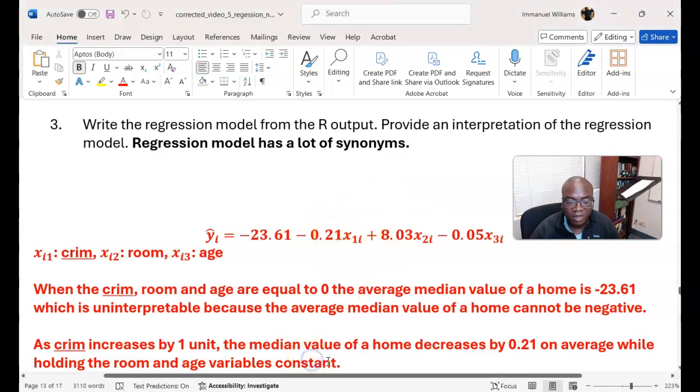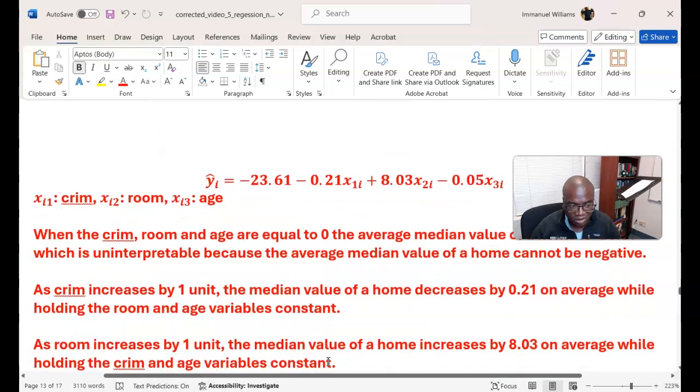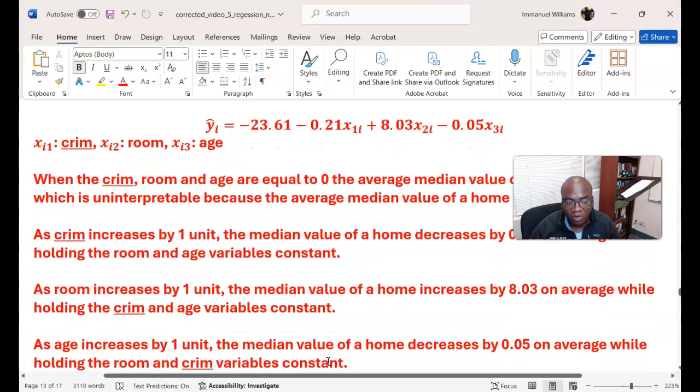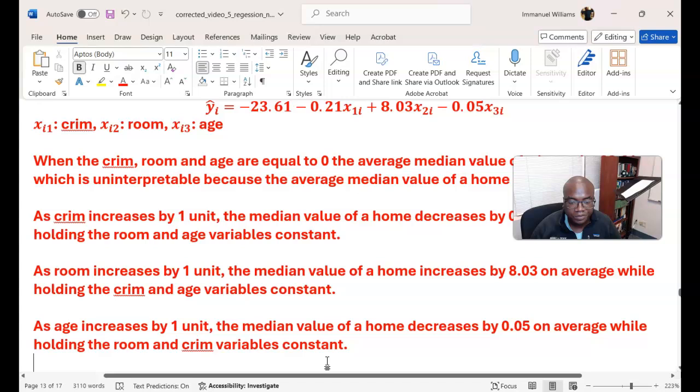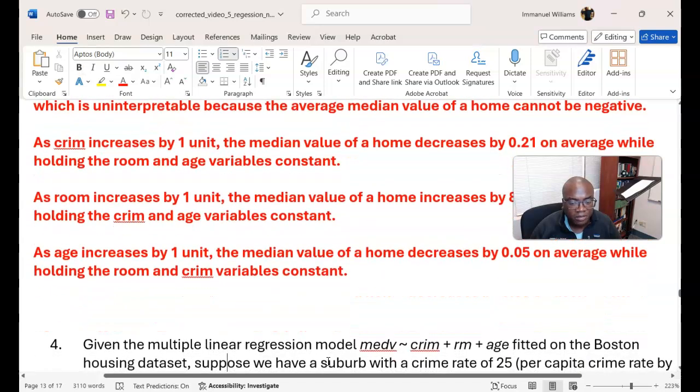So you can imagine the next 2 interpretations, 8.03 and negative 0.05, are the same thing, or very similar at least, but you have to hold crime and age constant, and then finally room and crime constant. So as room increases by 1 unit, the median value of a home increases by 8.03 on average, while holding crime and age variables constant. And the same thing can be said for age. All right, so let's move right along.